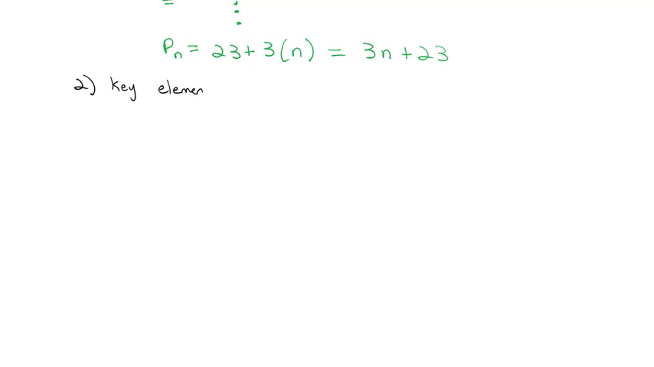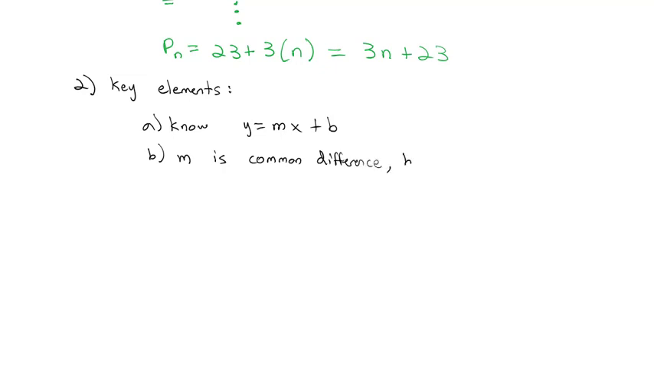Some key elements to this formula: we already know the y equals mx plus b formula from graphing of lines. And what's nice is m in y equals mx plus b is the common difference, and b is the initial value. So we saw 23 was the initial value. That's the b that's added on. 3 was the common difference that I was gaining. That's the m of y equals mx plus b. So this is really another way of looking at that slope-intercept formula.